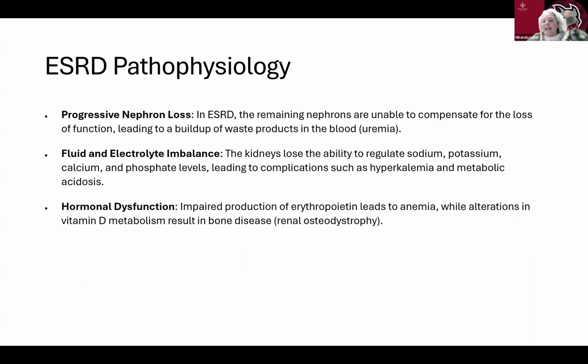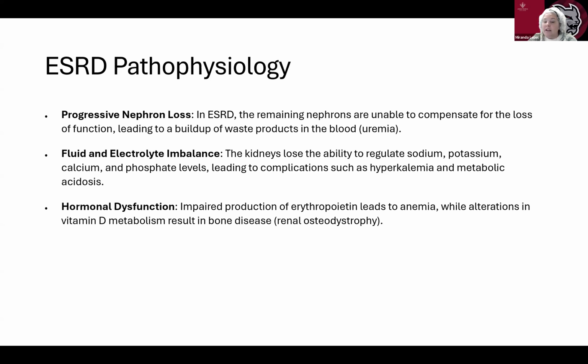End-stage renal disease is the final stage of chronic kidney disease where the kidneys can no longer effectively filter waste products from the blood, typically defined as having a GFR of less than 15. In ESRD, a significant number of nephrons are damaged and lost, often due to prolonged conditions like diabetes, hypertension, and glomerulonephritis. As nephron numbers decrease, the kidney's ability to filter blood and excrete waste diminishes dramatically. Waste products accumulate in the bloodstream, leading to a condition known as uremia.